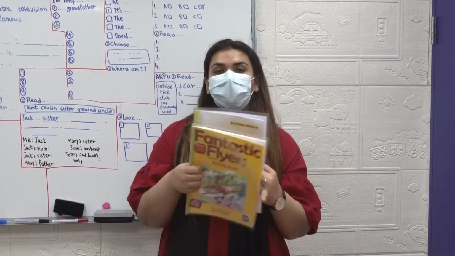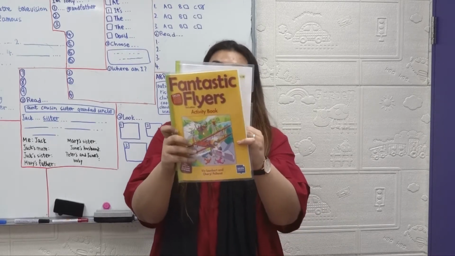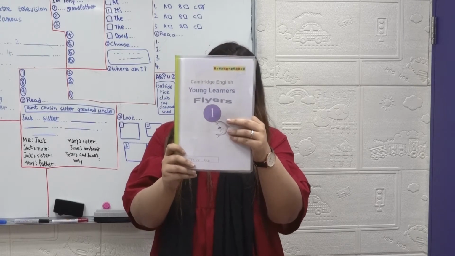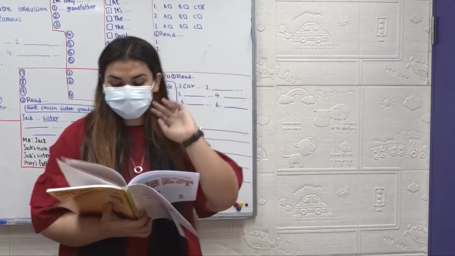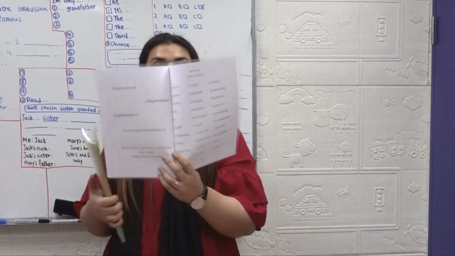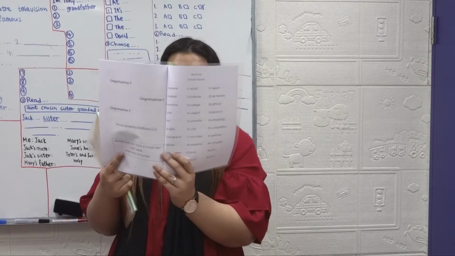Please take out your flyers activity book, also your flyers workbook number 1, right? So everybody, we have been learning about school friends, and we have been looking for vocabularies for the past few lessons. So finally we have the revision part. Please open your book to page 20. Yes, great.